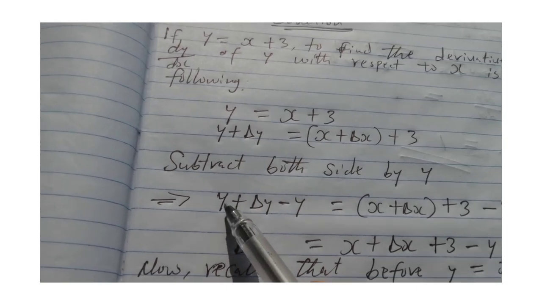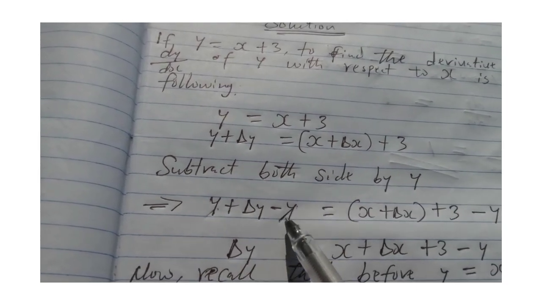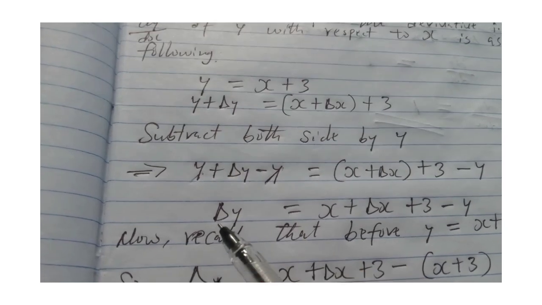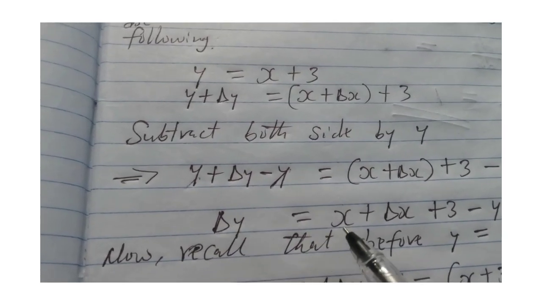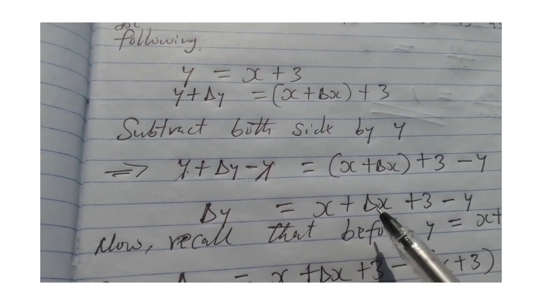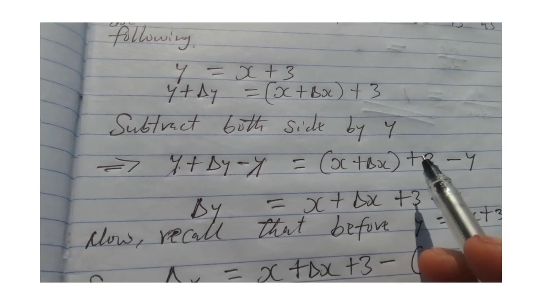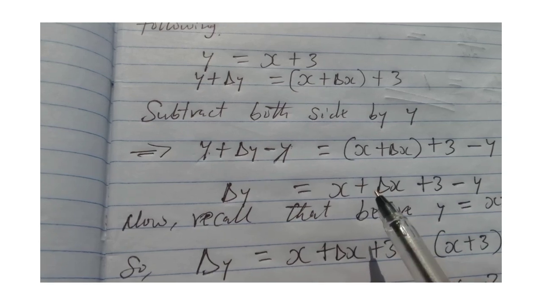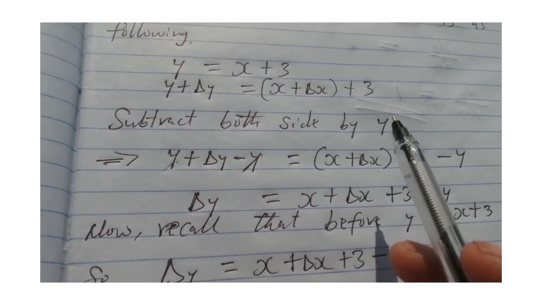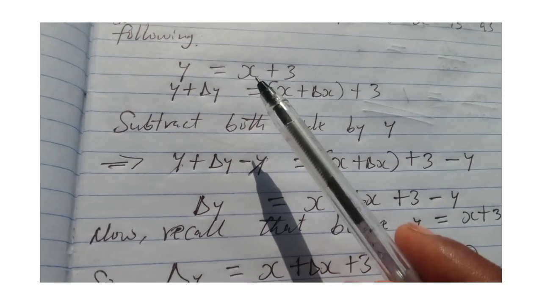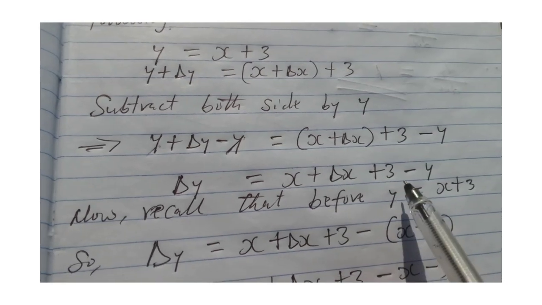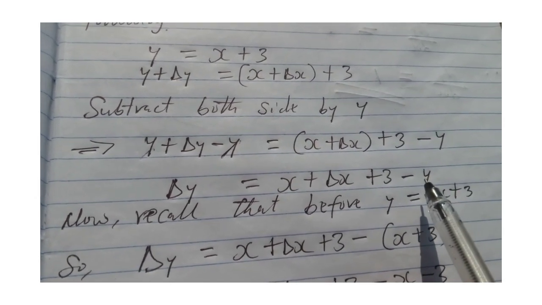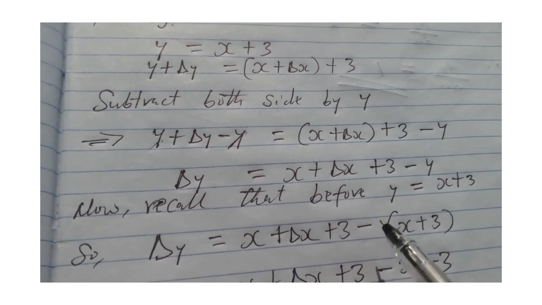You know that this y cancels when subtracting, so we are left here with dy equals x plus dx plus 3 on our right hand side minus y. Now recall that from the question, our y was what? x plus 3. So from here we know that minus y, we replace with x plus 3 in place of y.